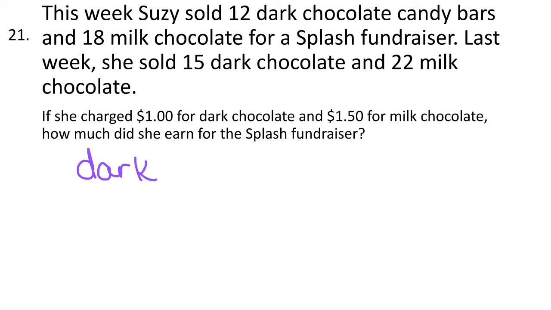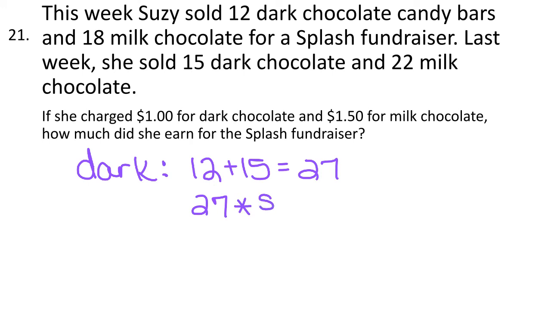First thing we need to know is how many dark chocolate candy bars she sold. So she sold 12 one week and she sold 15 the other week, giving us a total of 27. If she sold 27 candy bars for $1 a piece, that tells us that 27 times $1 each, she raised $27 for dark chocolate candy bars.